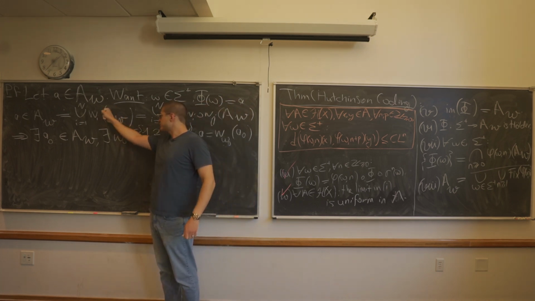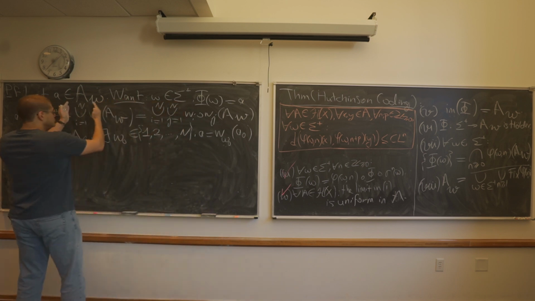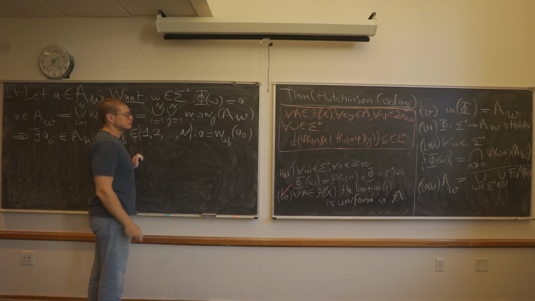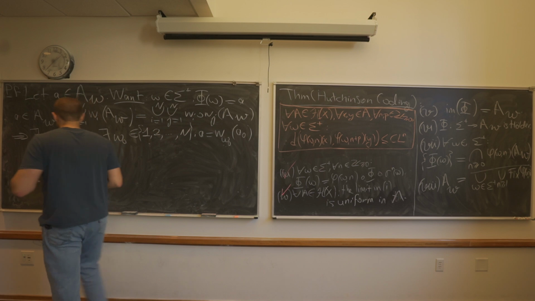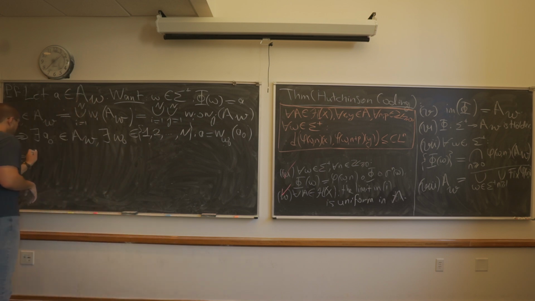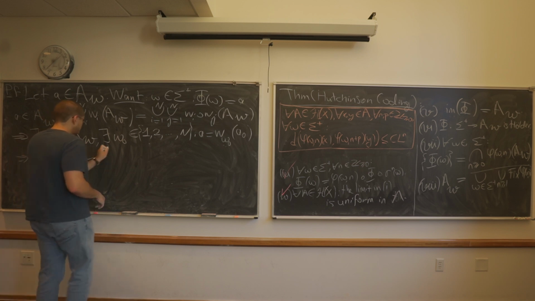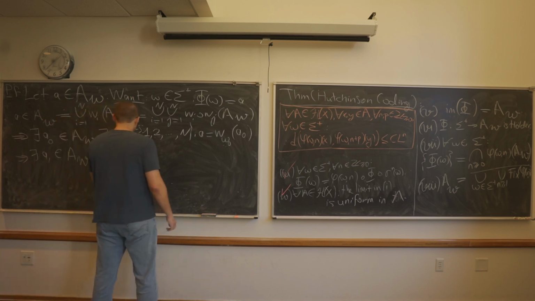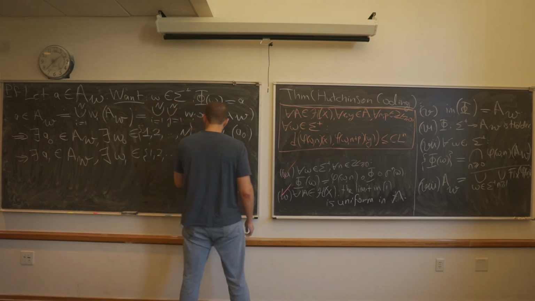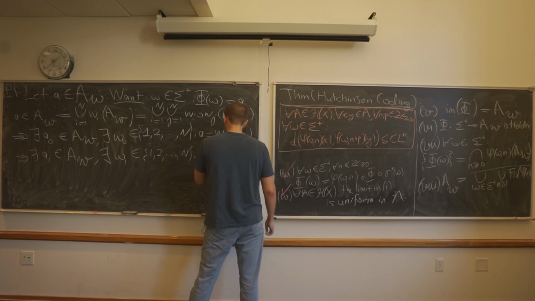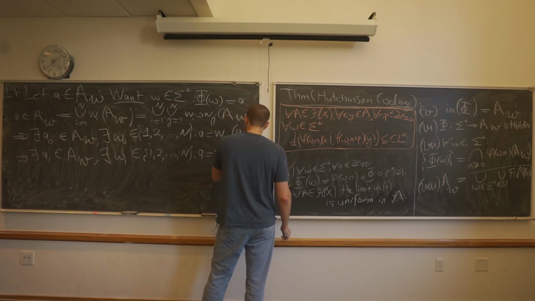I can take this A sub w inside and replace A sub w here by another union. Okay, so I have two unions now, which means that there is some W1 and there is some A1 and A sub W. There is some W1 between 1 and n, such that A equals W sub omega 0 composed with W sub omega 1 applied to A1.